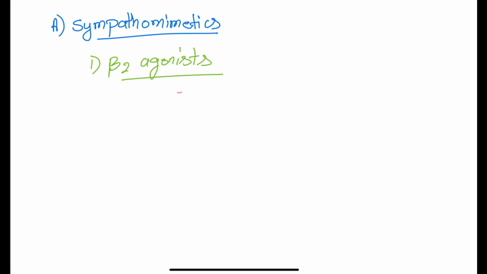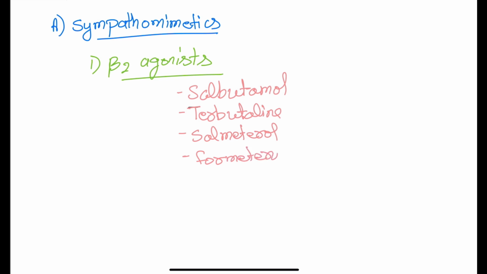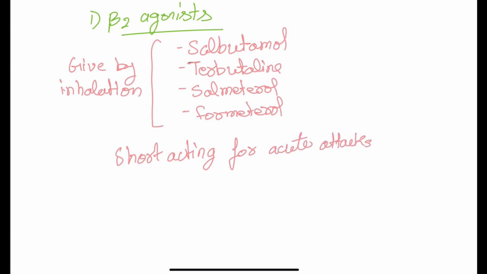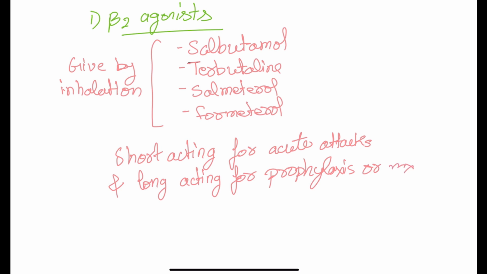Examples of beta 2 agonists are salbutamol, terbutaline, salmeterol, and formoterol. These drugs are all given by inhalational route. Short acting drugs we will use in acute attacks. Long acting drugs we will use as prophylaxis or in management.